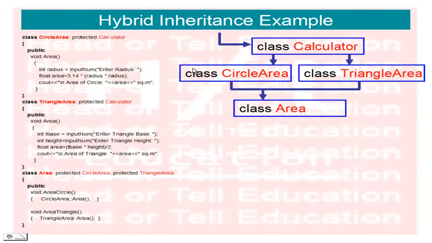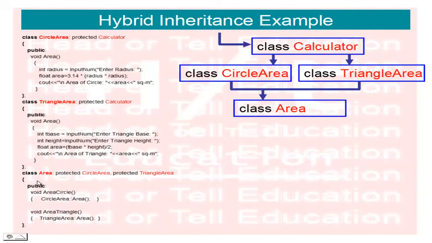So according to our diagram, I created one class, circle area, and another one, triangle area. Circle area has a public function, void area, which asks for the radius, calculates, and prints the output. Next, for triangle area, it asks for the triangle base and height from the user and calculates the area of the triangle. Now the final class name is area.